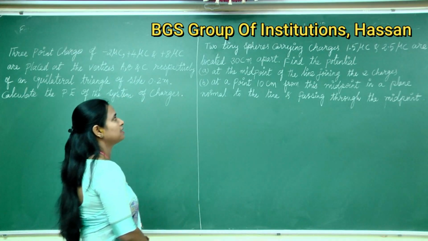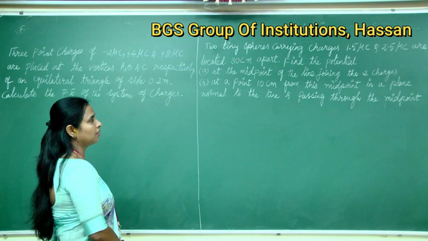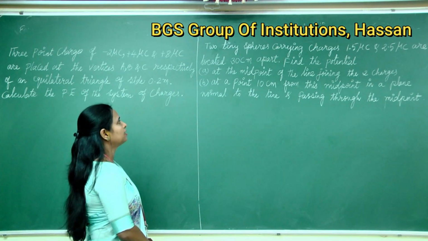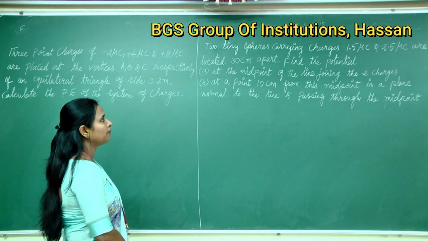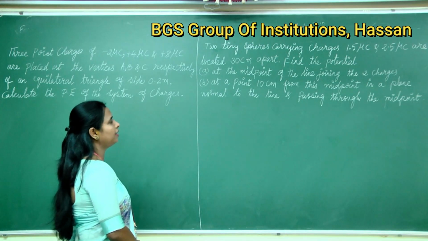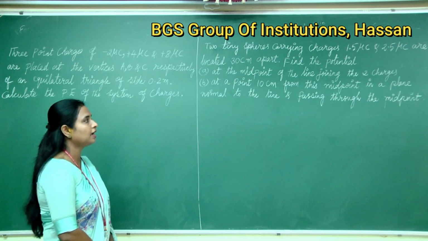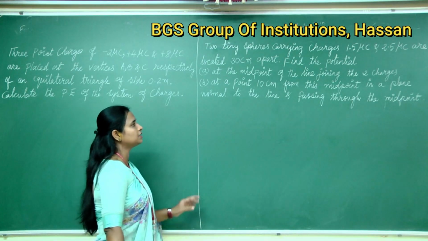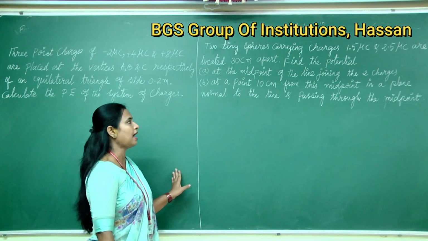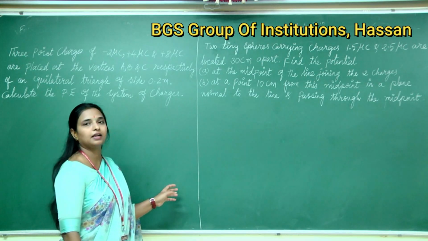Two tiny spheres carrying charges 1.5 microcoulomb and 2.5 microcoulomb are located 30 centimeter apart. Find the potential. First one at the midpoint of the line joining the two charges. Second one at a point 10 centimeter from this midpoint in a plane normal to the line and passing through the midpoint. So first let us write the given data.